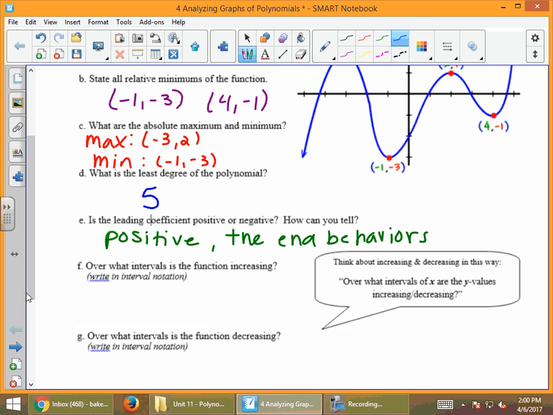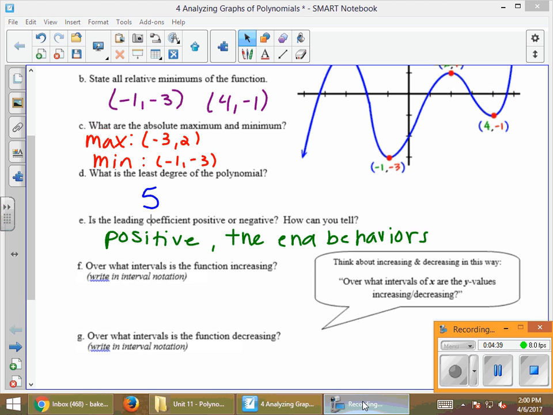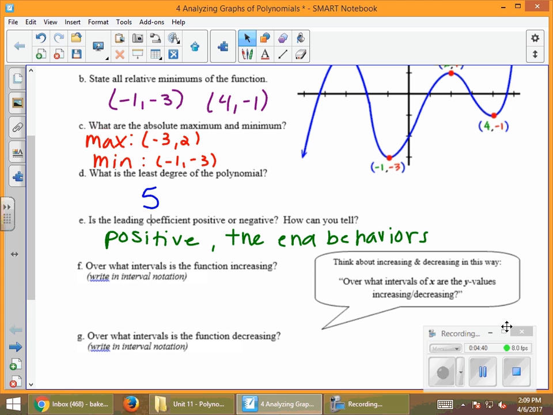Over what interval is the function increasing? We have to include the staff. Again, we were talking about this speech bubble before the drill. So think about increasing and decreasing in this way. Over what intervals of the x are the y's increasing and decreasing?